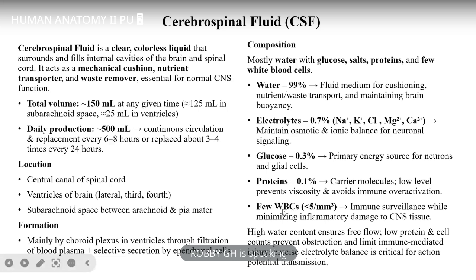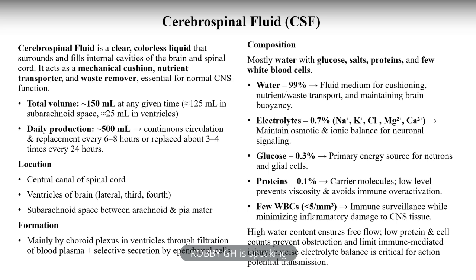When we say composition, it's more like what forms the cerebrospinal fluid. What is forming it? So what forms the cerebrospinal fluid is water, electrolytes like sodium, potassium, chloride, magnesium, calcium, and then glucose, proteins, and a few white blood cells. And we can ask you this in exams. The composition of the cerebrospinal fluid is examinable. We can just ask you to state all the compositions of the cerebrospinal fluid.